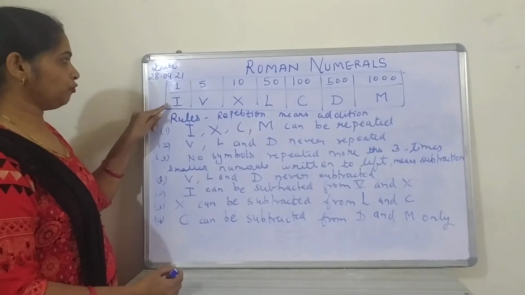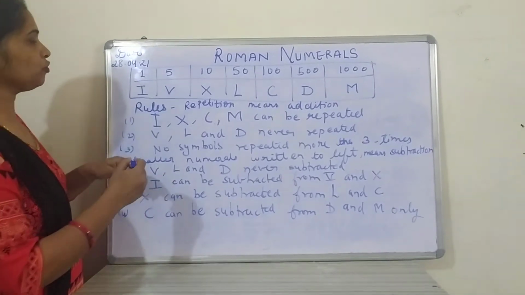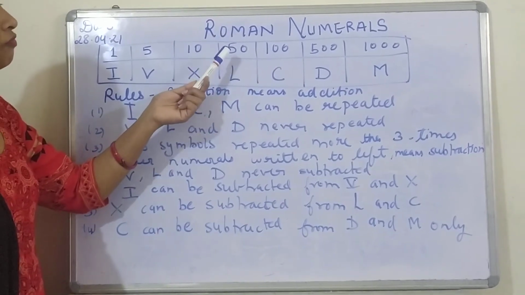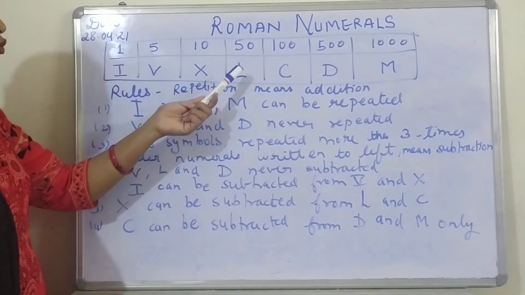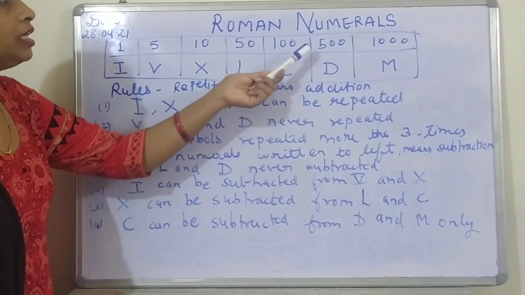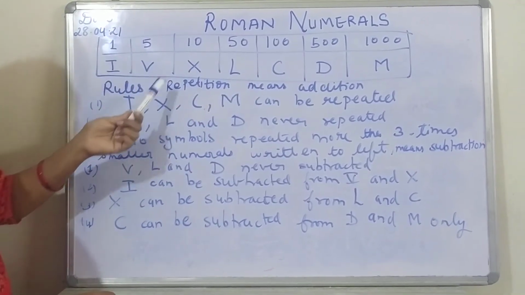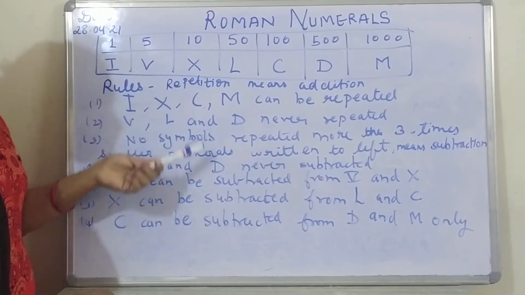For 1, you have to learn I. For 5, you have to write V. And for 10, you have to write X. In place of 50, you can write L in Roman numerals, 100 is C, 500 is D, and for 1000, you have to write M. Before writing the Roman numerals, you have to learn these rules.